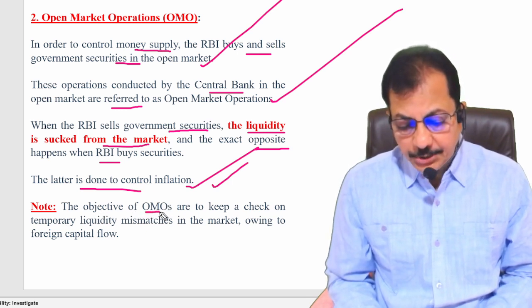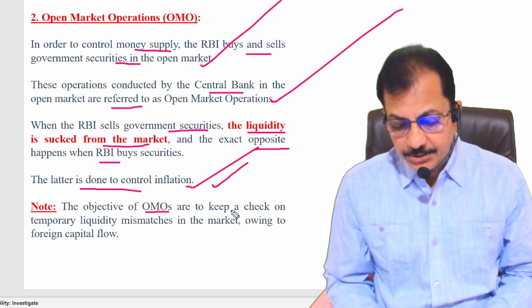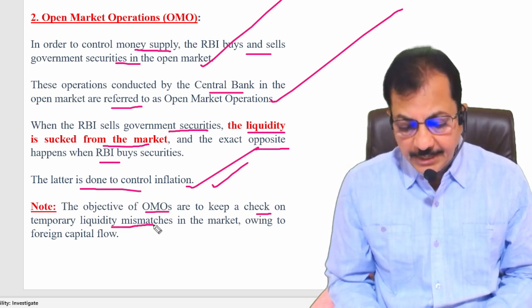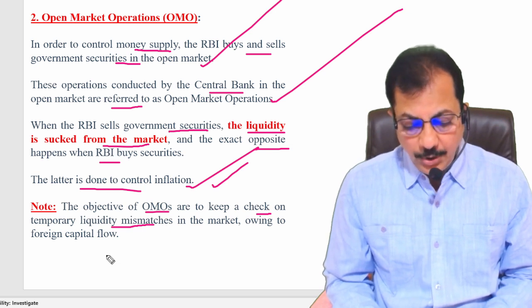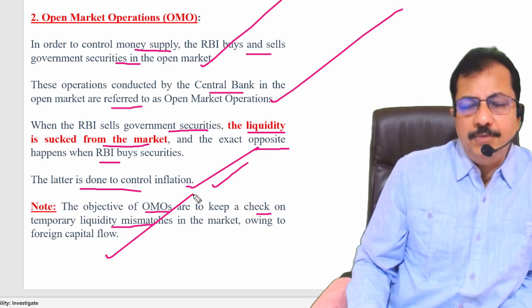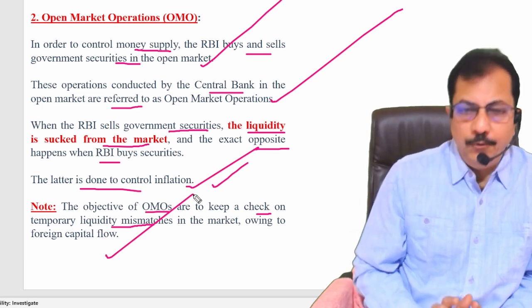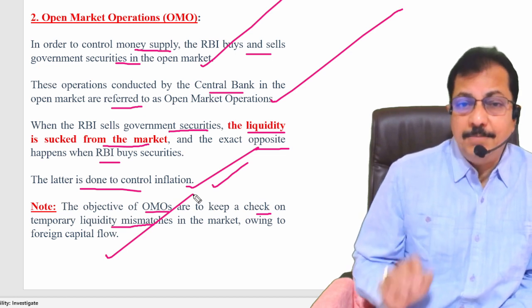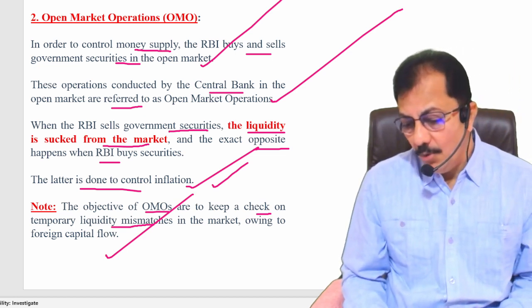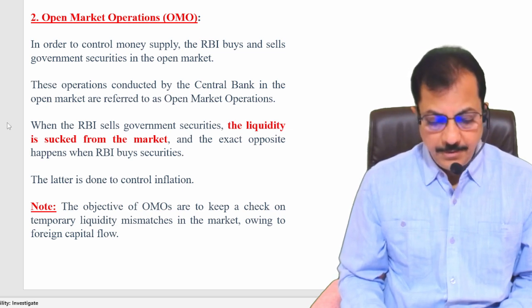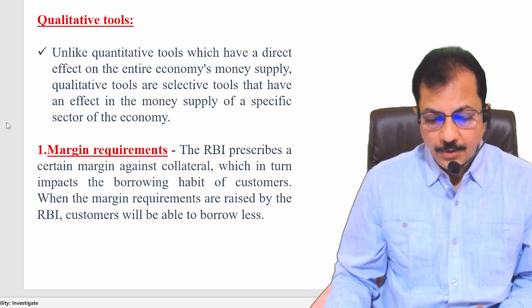The objective of open market operations is to keep a check on temporary liquidity mismatches in the market owing to the flow of foreign capital. Very important one. This is another purpose of the OMO, open market operations. Clear?